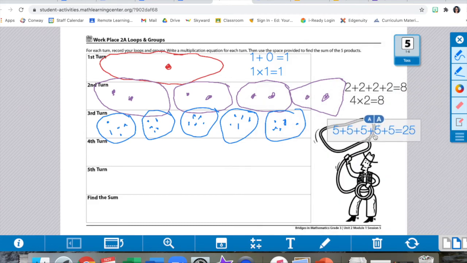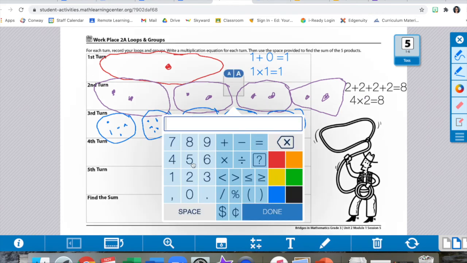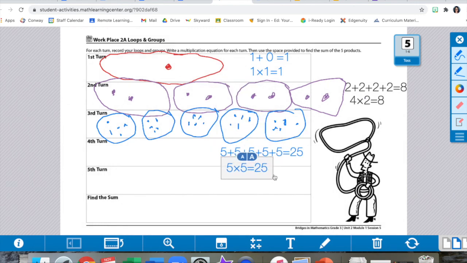So, with repeated adding, let's put it down here for now so we can see. There's our equation, and there are 25 dots altogether. But we were working too hard. We could have just said 5 groups times 5 things in each group equals 25. Same answer, but multiplication is a shortcut for that big long equation of all the matching 5s.